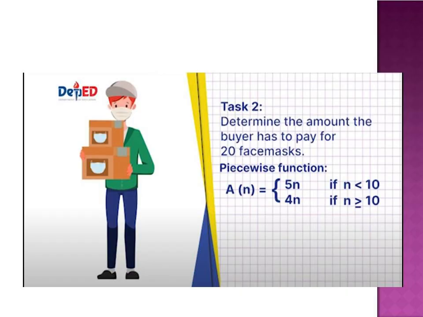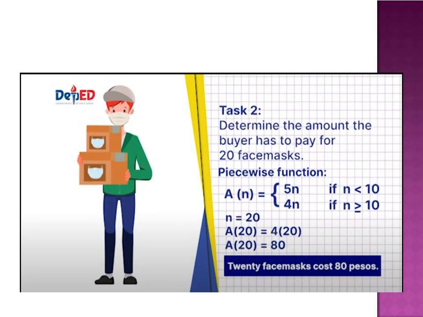Time is up. Let's have it. We take n equals 20 as our input. We take 4n for our process since 20 is greater than 10. Thus, we will have a of 20 equals 4 times 20. And 4 times 20 is 80. 20 face masks cost 80 pesos, which is our output. Were you able to follow? You did pretty well. You are a certified math-motivated learner.